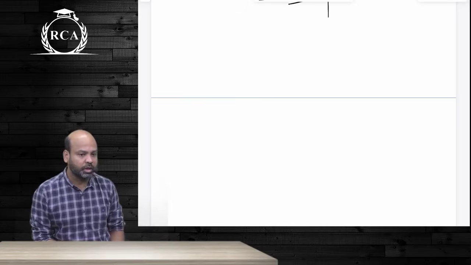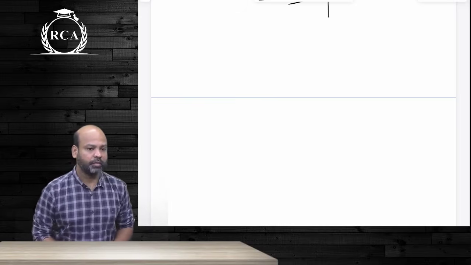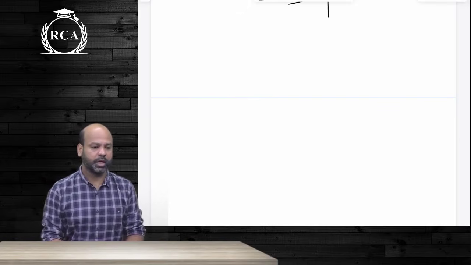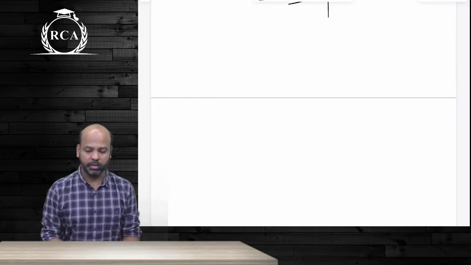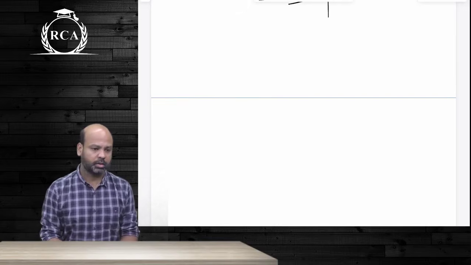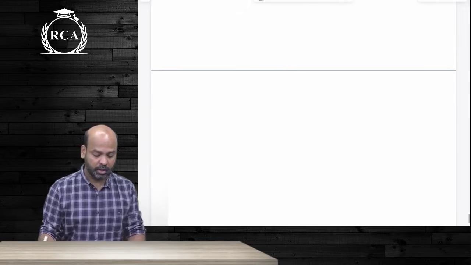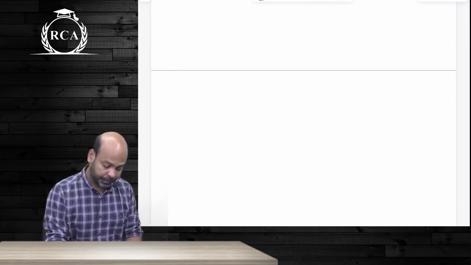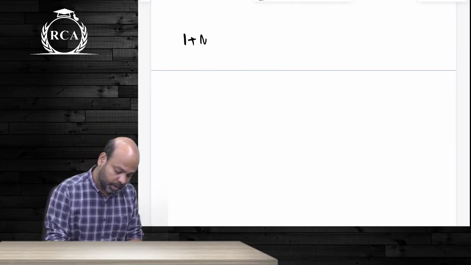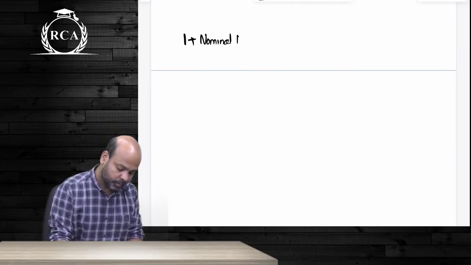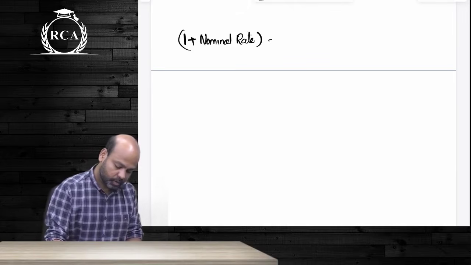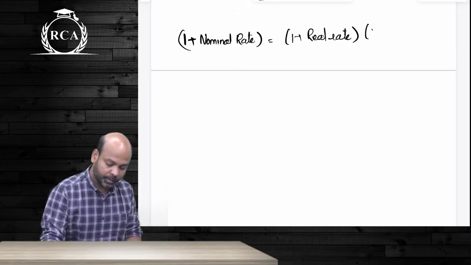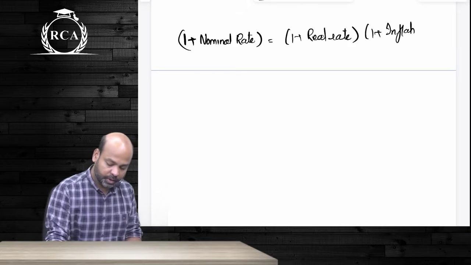Alternatively, we can also consider real cash flows and discount them at real rate. Below that, beta, 1 plus nominal rate is equal to 1 plus real rate into 1 plus inflation rate.